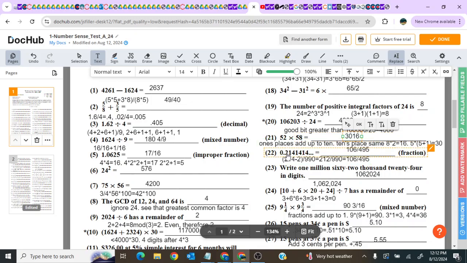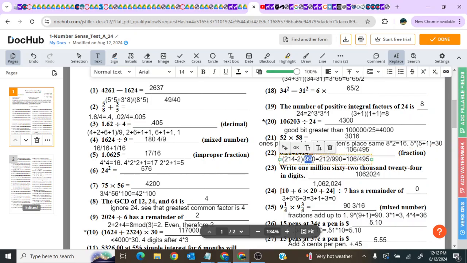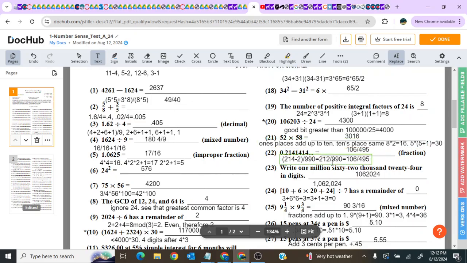22, 0.214141414 is equal to what? Well, the 14 is repeating, the 2 is not, which means you take this entire starting number, 214, and subtract that 2 that's not repeating. So you get 212. And then again, since there's one number that's not repeating, and there are two numbers that are, you write two 9s and one 0, and that's your denominator. So now you have 212 over 990, divide both of those by 2 to simplify, and you get 106 over 495.